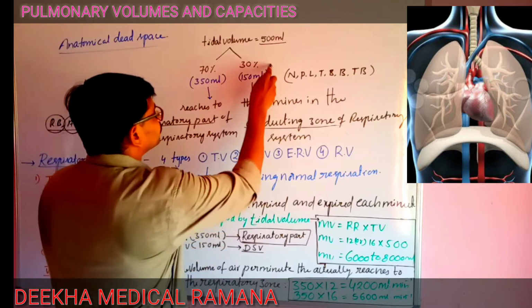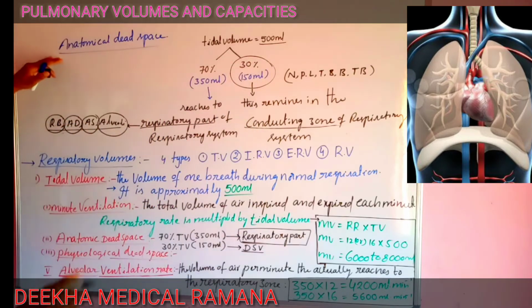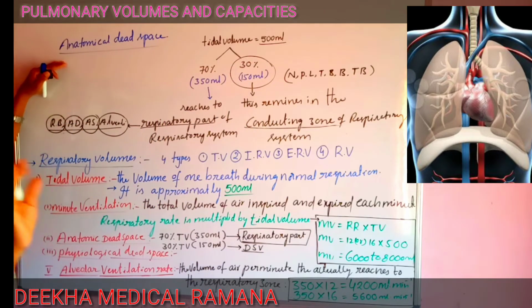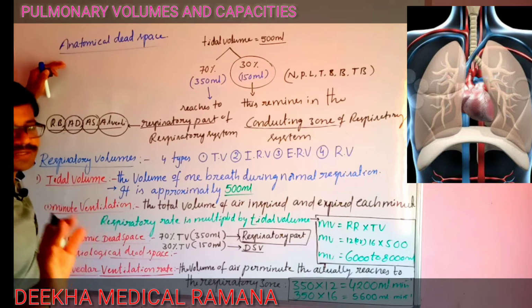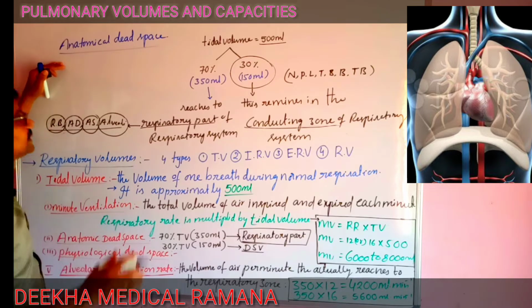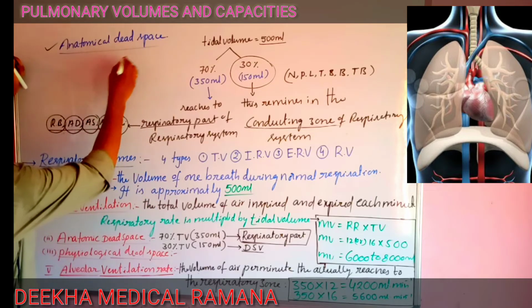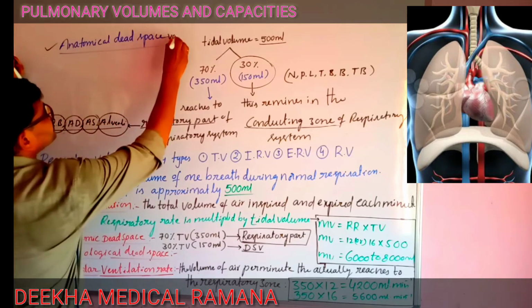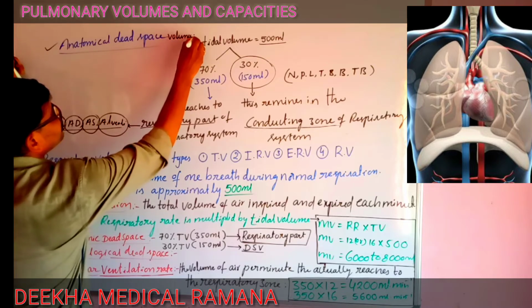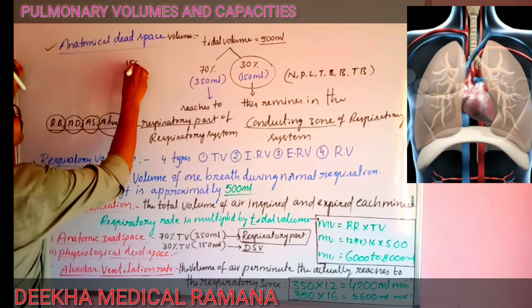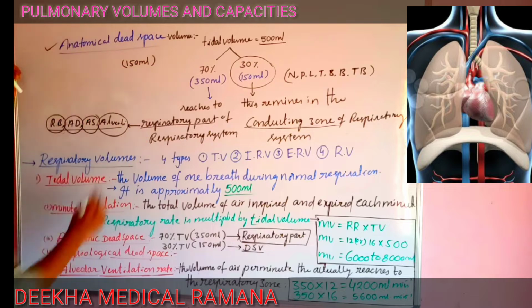That part, anatomically, is not utilized for the exchange of gases. That is called anatomical dead space. In a healthy human being, the anatomical dead space volume is about 150 ml.